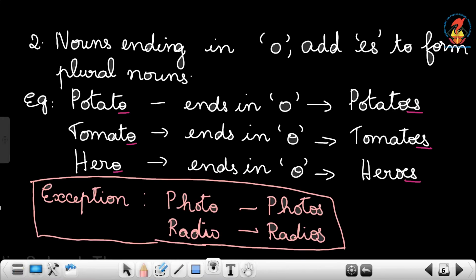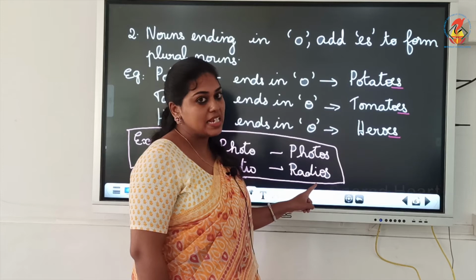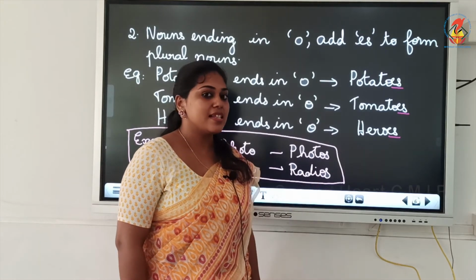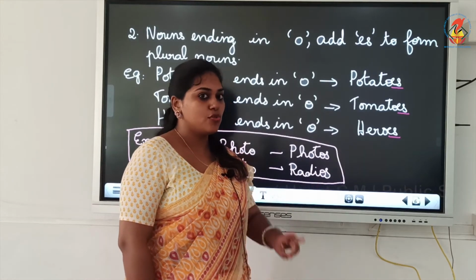And radio, look at radio. Here also the letter ends with o, right? The noun ends with o. Here also it is not es, instead it is radios. Just like how we write photos, it is radios. We do not write e to make it plural form. Is that clear, children?